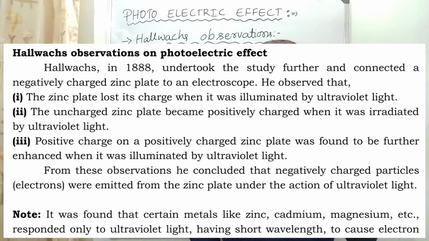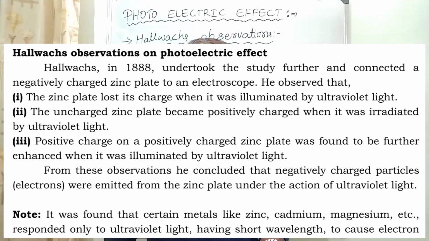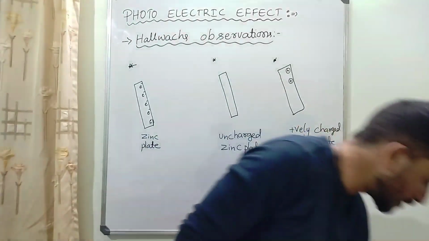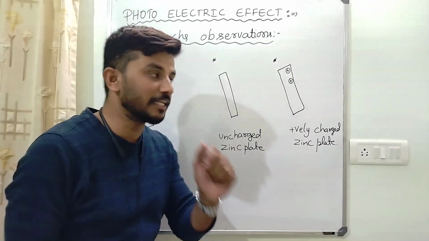The uncharged zinc plate became positively charged when it was irradiated by UV light. Third point: the positive charge on a positively charged zinc plate was found to be further enhanced or increased when it was illuminated by ultraviolet light. So these are the observations done by Hallwachs. Let me explain it in detail here.